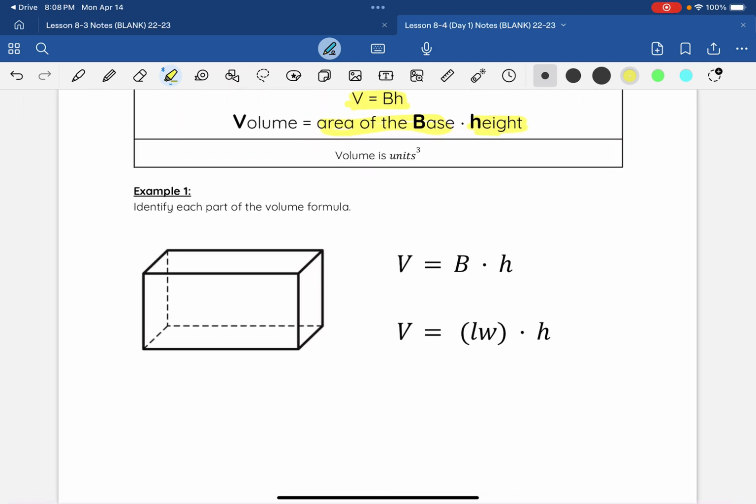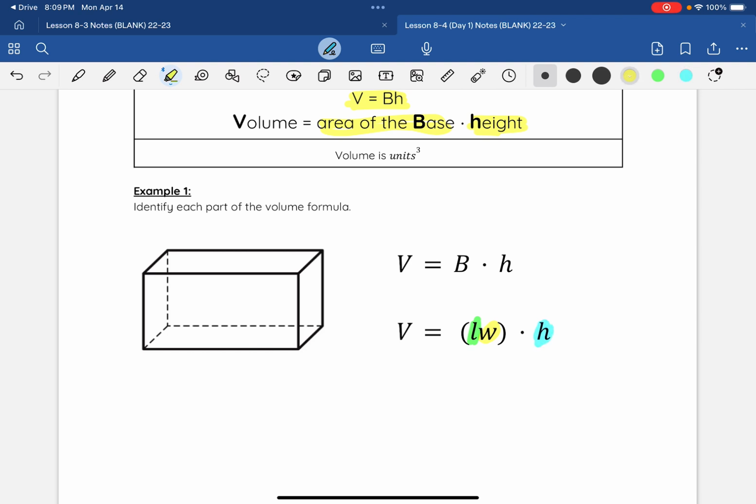So in example number 1, it says to identify each part of the volume formula. So we have volume is equal to the area of the base times the height. For the area of the base, we have our length times our width, and then we have our height.